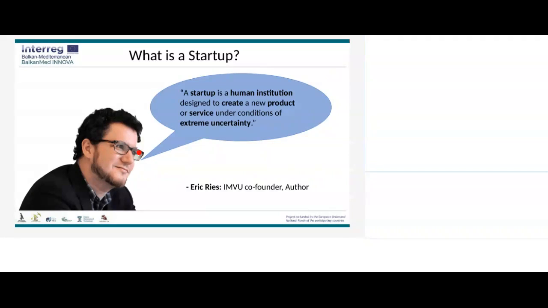Let's see what a startup is in order to define our terms. According to Eric Ries, a startup is a human institution designed to create a new product or service under extreme uncertainty. So startups are uncertain. The only thing that's certain about them is the uncertainty, and you never know what will actually work on the market, because startups are based on assumptions.